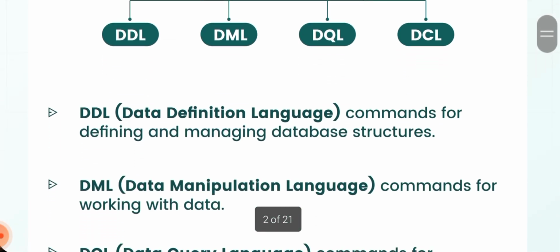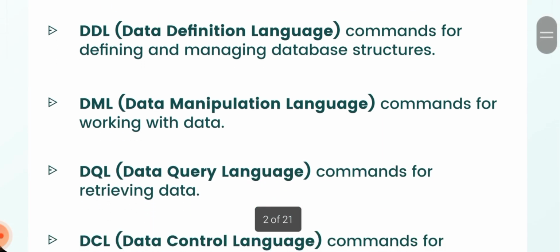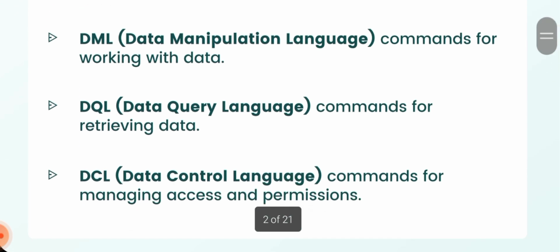DDL, Data Definition Language. These commands are for defining and managing database structure. DML, Data Manipulation Language. These commands are for working with data. DQL, Data Query Language. These commands are for retrieving the data. DCL, Data Control Language. These commands are for managing access and permissions.